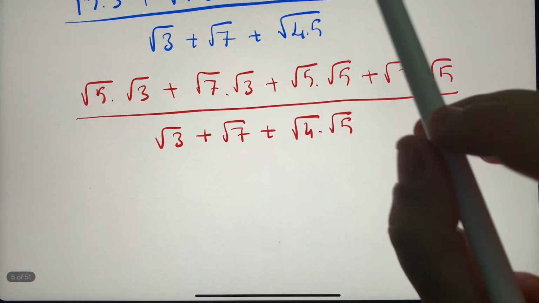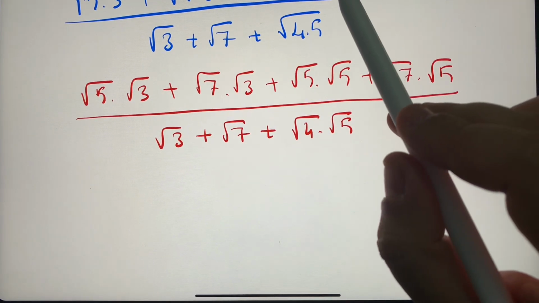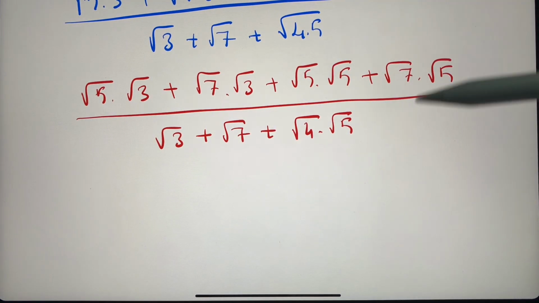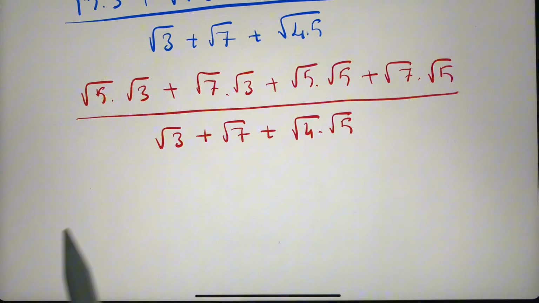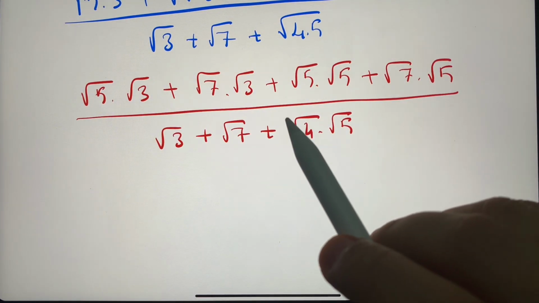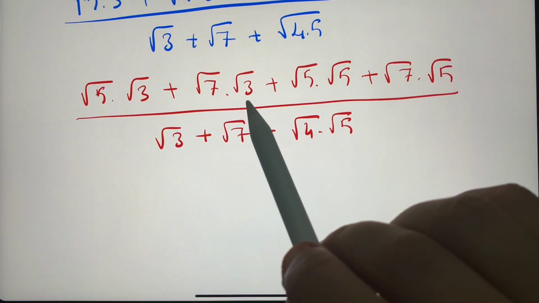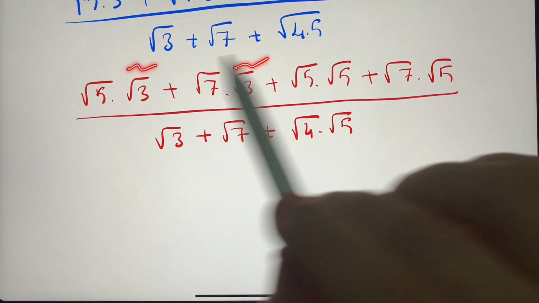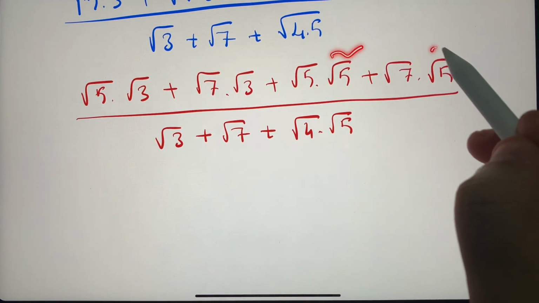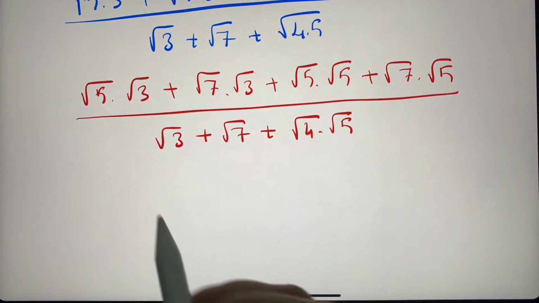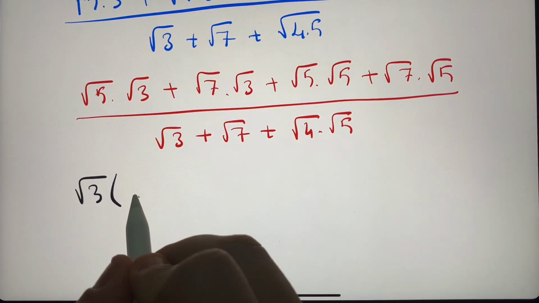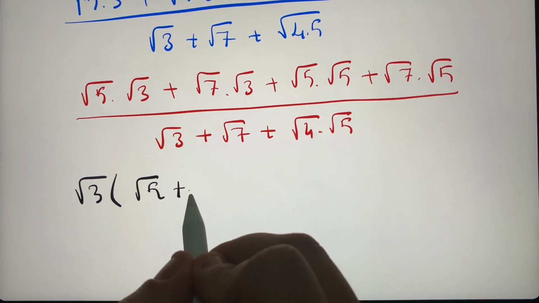If you pay attention now, some expressions are common here. My purpose is to catch similar terms and solve the question that way. Look, in this part there is root 3, and here are the parts with root 5. Let's take root 3 out as a bracket. What will come? Root 5 plus root 7.